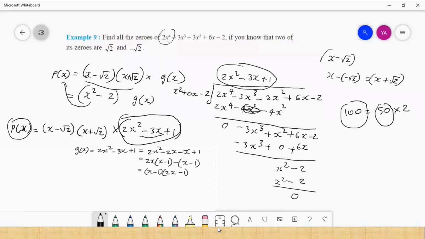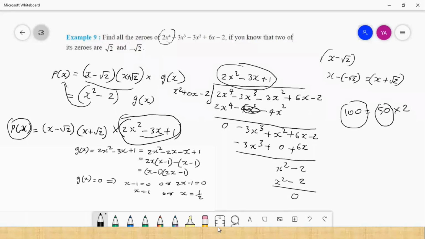We know the zeros of g of x are the values of x when g of x is equal to 0. So this implies either x minus 1 is equal to 0 or 2x minus 1 is equal to 0. So that is x is equal to 1 or x is equal to, minus 1 you take to right side, so that will come 1, and 2 you move to right side, you will get 1 by 2. So the zeros of g of x are 1 or 1 by 2.